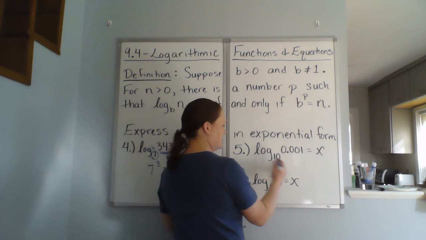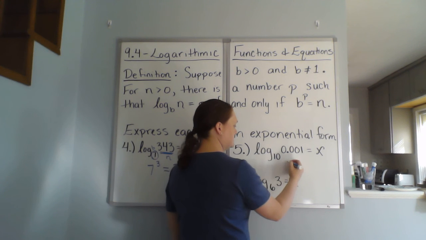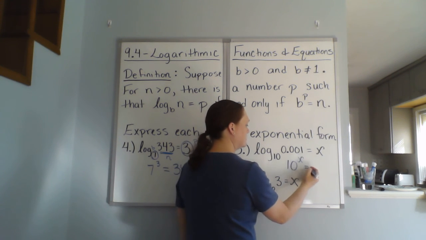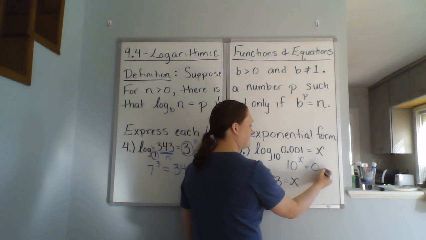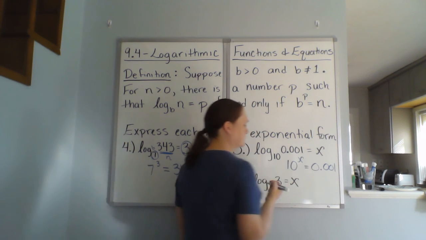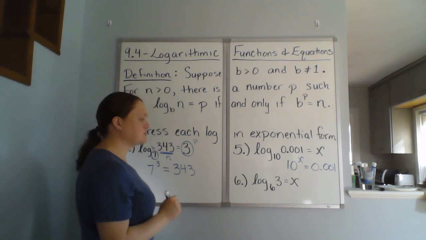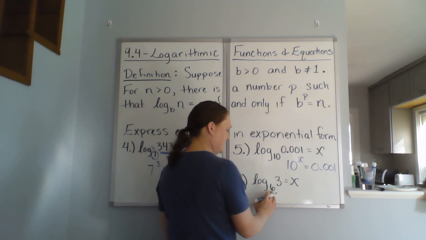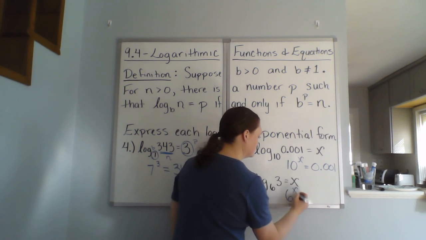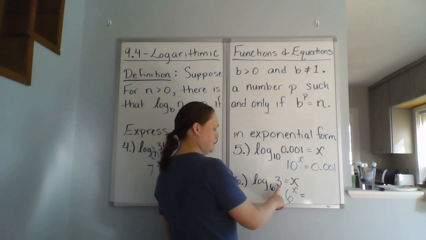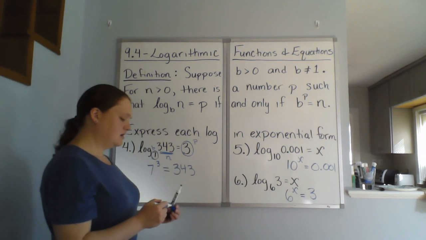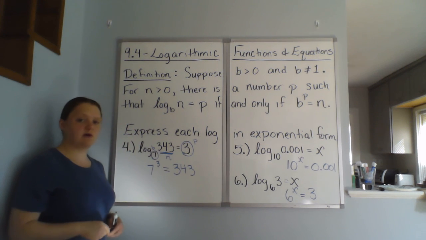And you should end up, for number 5, with the base as 10. The exponent is x. The inside becomes what's isolated. Again, we're not solving for x, we're just rewriting it in the opposite form. When I look at the last one, the base is 6. The exponent is an x, and then the inside is what we're equal to. All right? So that's converting between log form and exponential form.